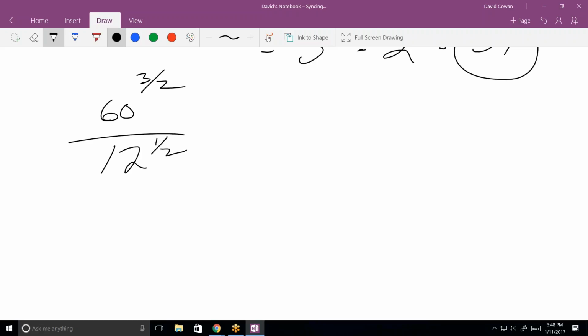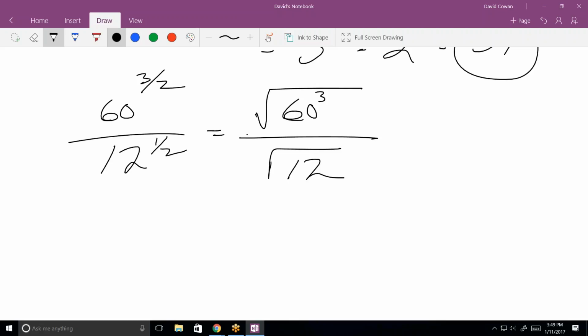You sure that's the problem? Yeah. 60 to the 3/2 divided by 12 to the 1/2. Well, let's see. I guess I could write this as the square root of 60 cubed divided by the square root of 12. And now I can turn that into, since it's square root on top and bottom.